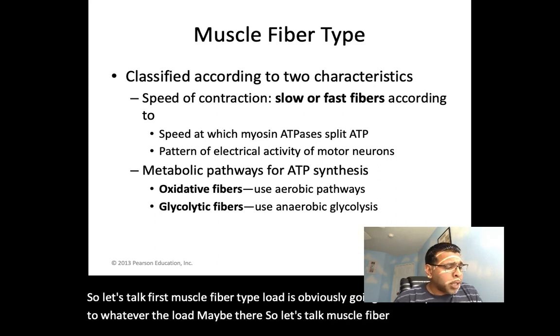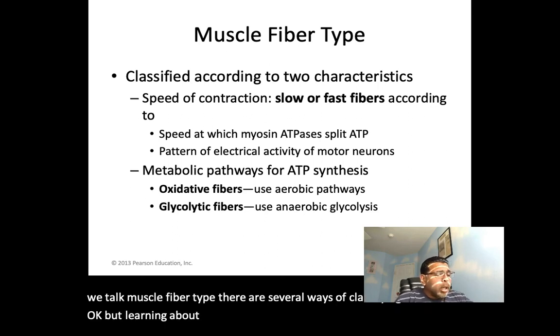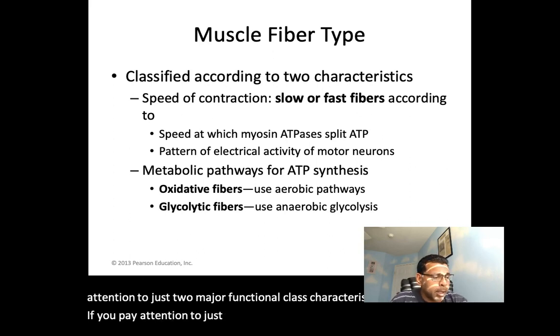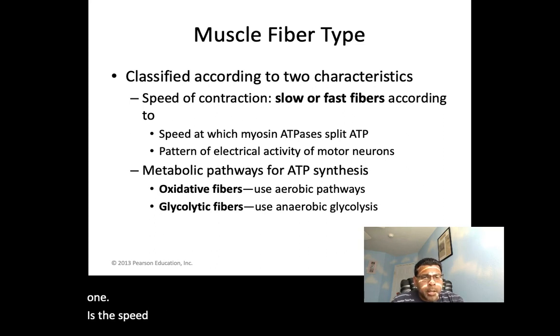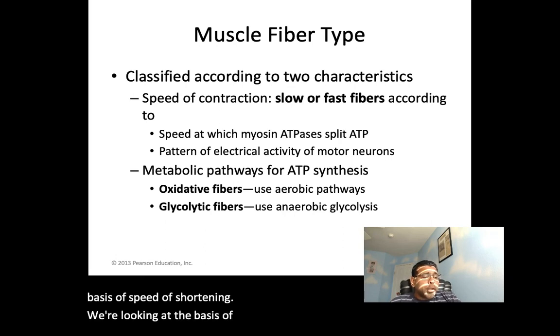Now, when we talk muscle fiber type, there are several ways of classifying muscle fibers. But learning about these classes will be easier if you pay attention to just two major functional characteristics. Number one is the speed of contraction. When we talk speed of contraction, we're looking at the basis of the speed of shortening.